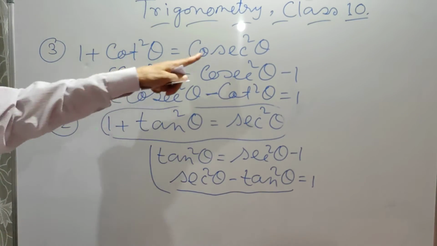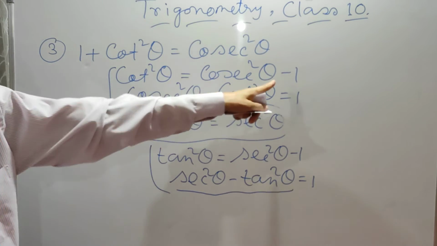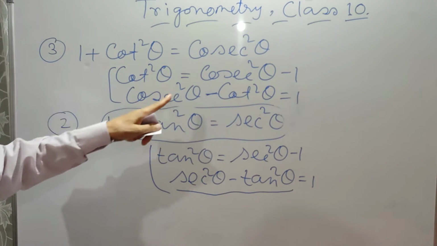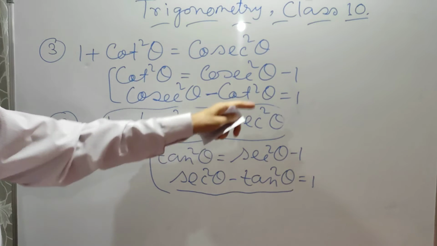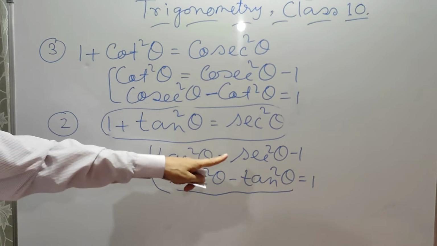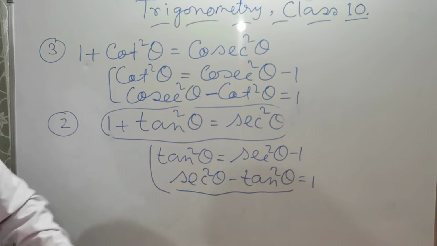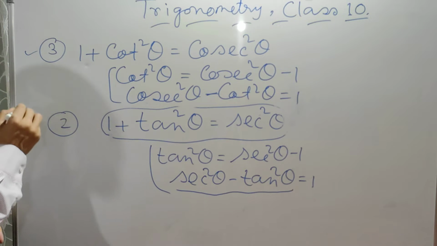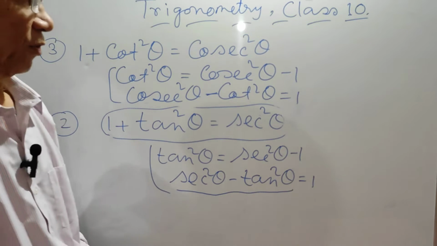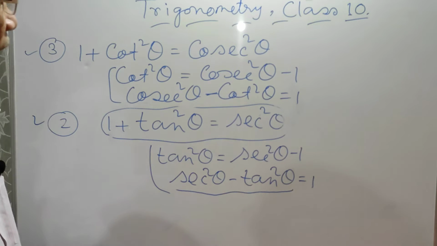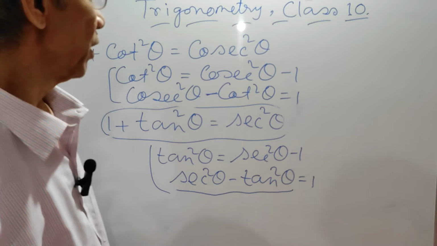So cot square theta is cosec square minus 1, then cosec square minus cot square equal to 1. And here you get sec square minus tan square equal to 1. So these three important formulas. Okay. All right. Now see the derivation of the formula.